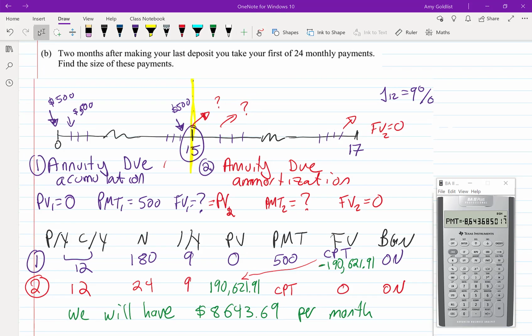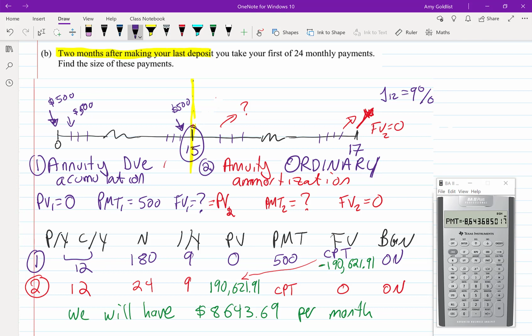Let's look at part B. I've actually just copied everything we just did and I'm going to redo it, except now 2 months after making our last deposit. That means instead of having a payment come out here at 15, our first payment comes out 1 month later and our last payment comes out here. What does that do? Well, that makes this an ordinary annuity. Let's erase that and I'm going to use another color. This time it's an ordinary annuity. What else changes? The first part doesn't change at all.